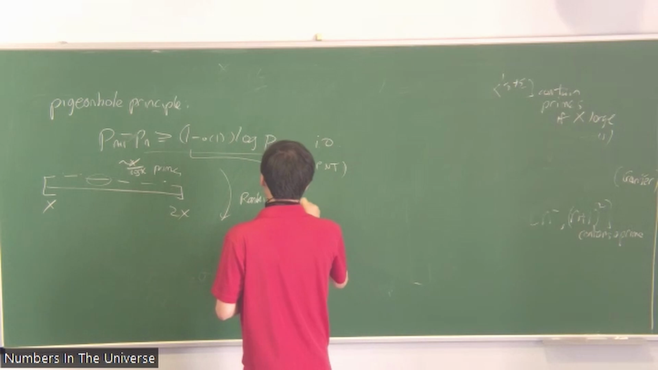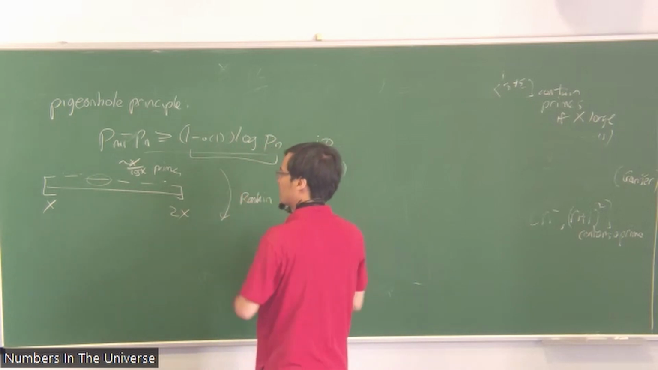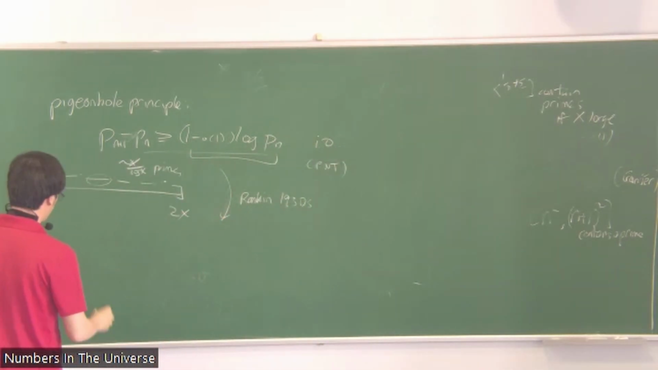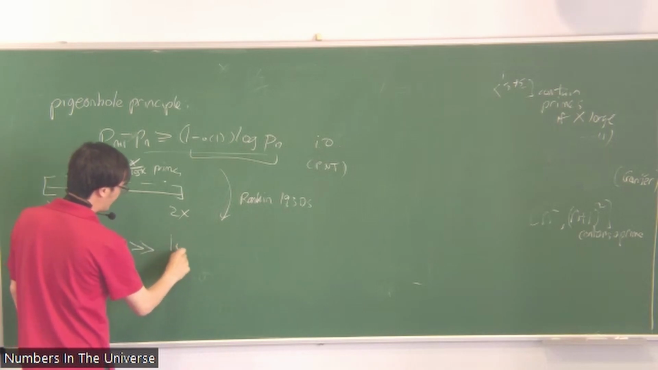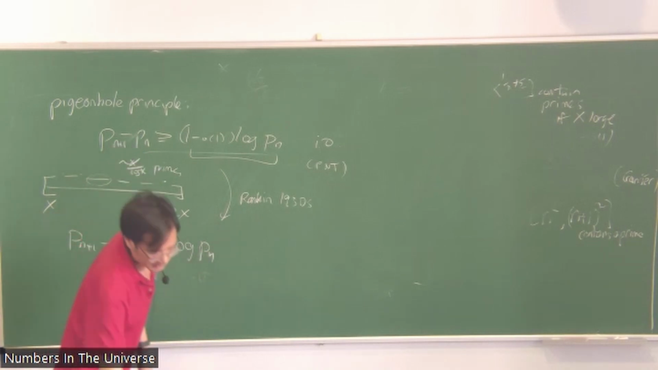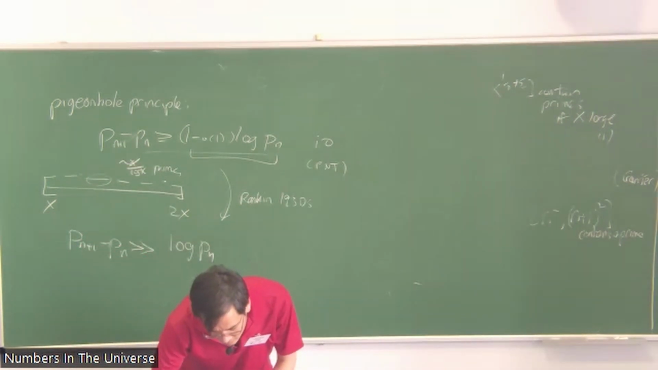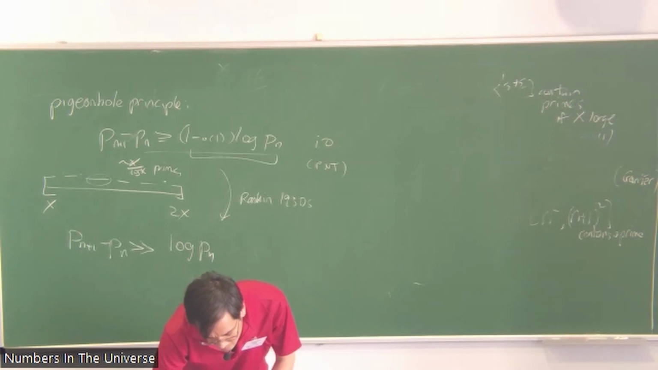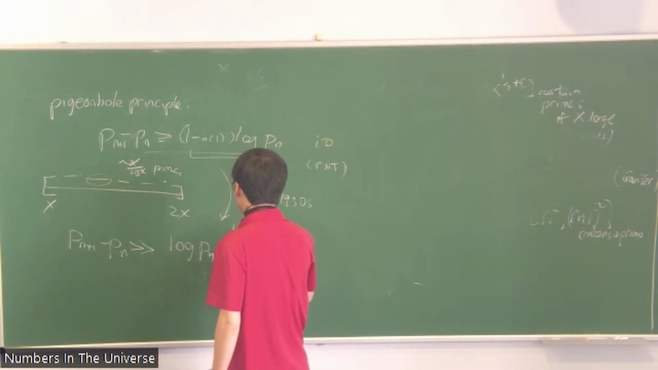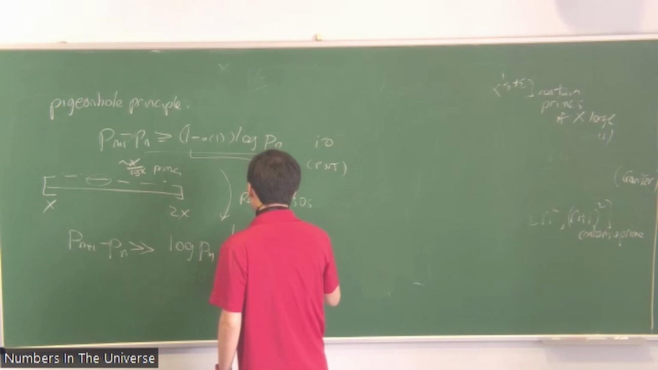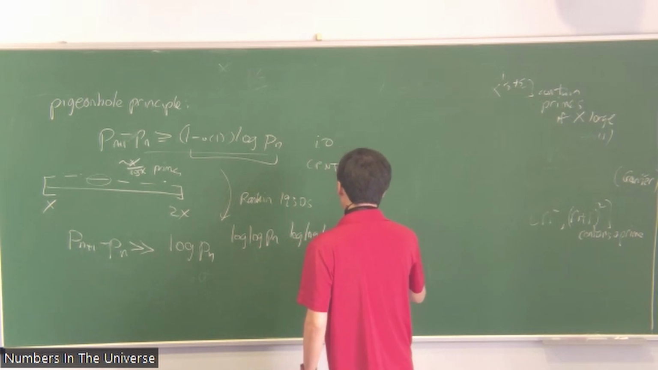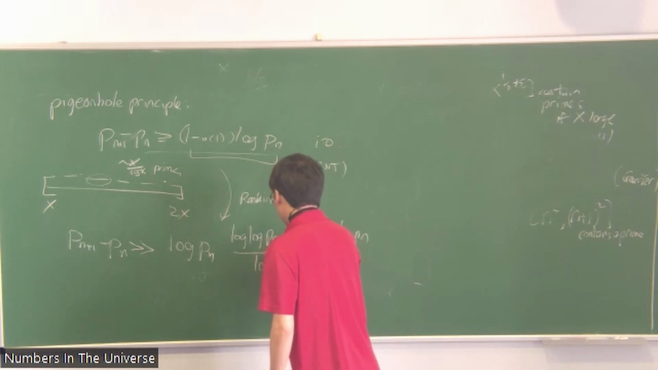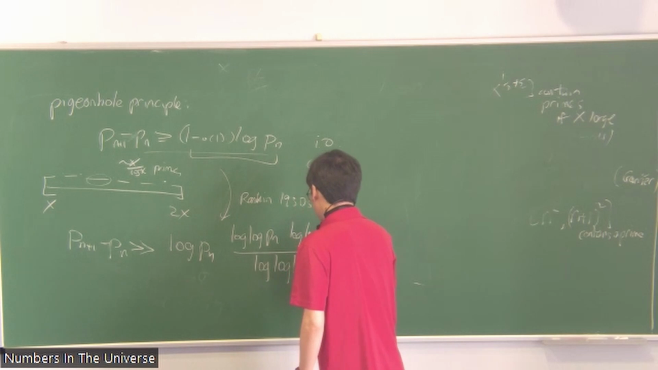So in the 1930s, Rankin was able to improve this, but he got stuck at a weird place. So what he was able to show is that you can bound this by log p_n times log log p_n divided by (log log log p_n) squared.